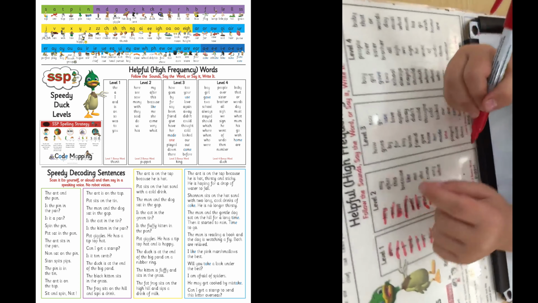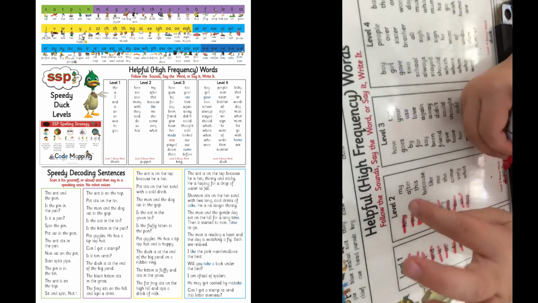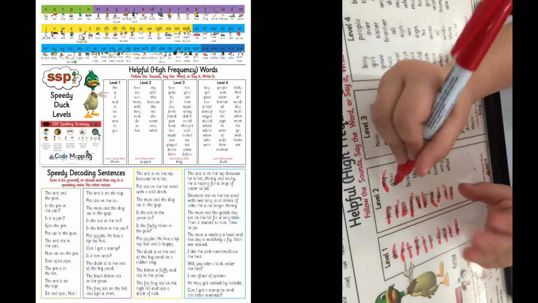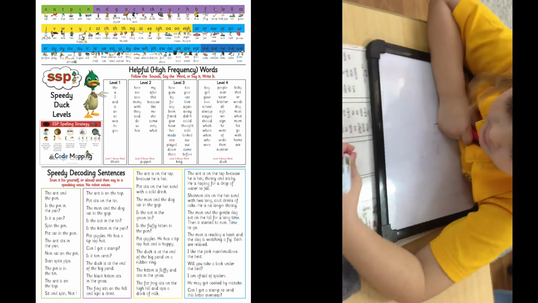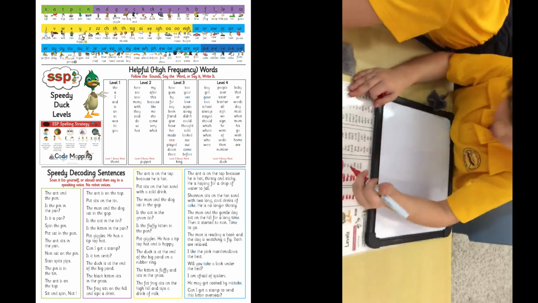So high frequency words on the A3 coding poster. You should just say the word to one. Because.